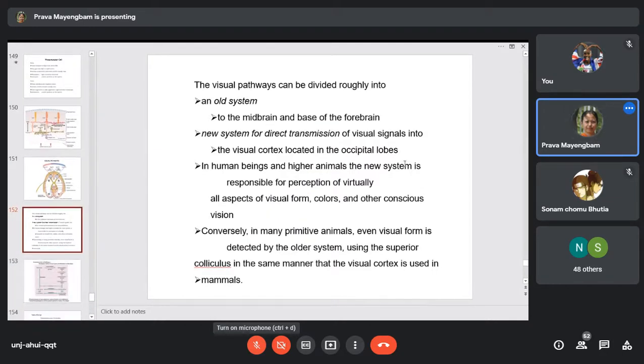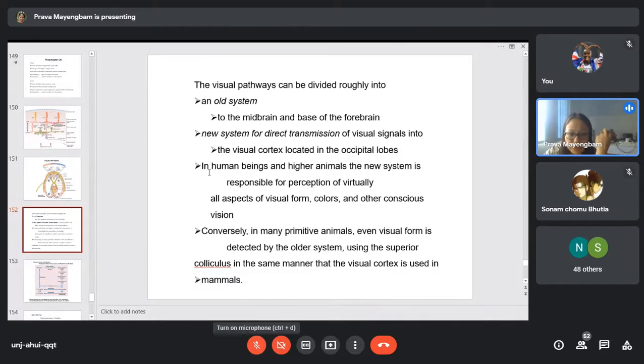Okay, so there are two visual pathways, an old system and a new system. In the higher animals and in human beings, the new system is involved. So in the old system, what portions of the brain are involved? This nerve tract carries its signal for perception of the vision to the midbrain and the base of the forebrain. But in the new system, the visual cortex located in the occipital lobe is involved for formation of the image, for perception of the image.